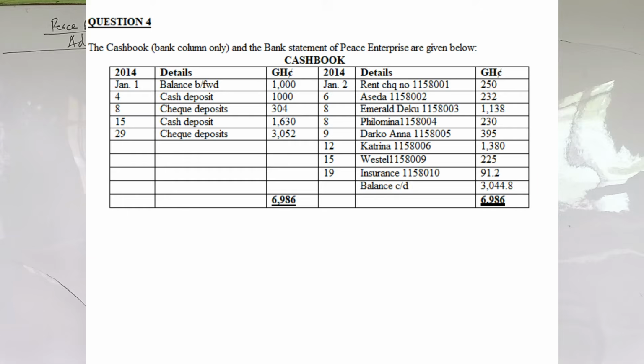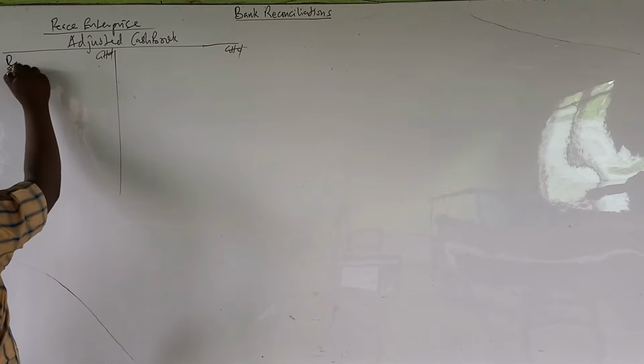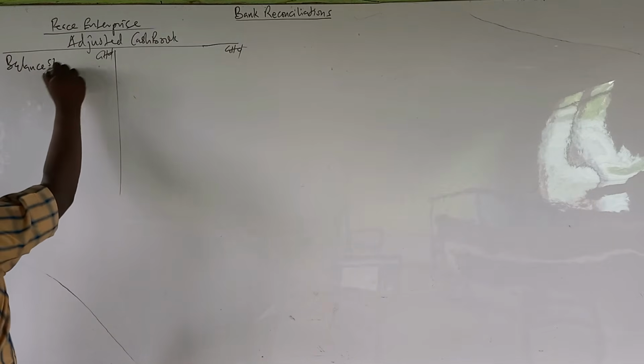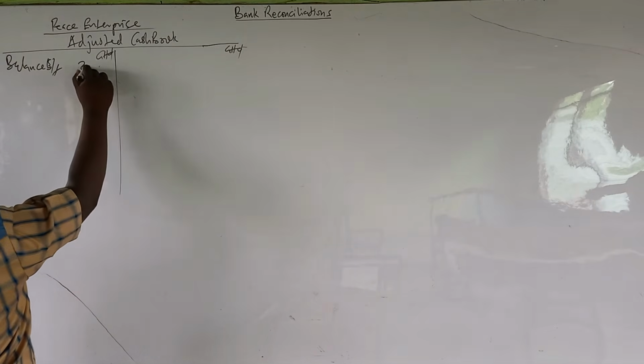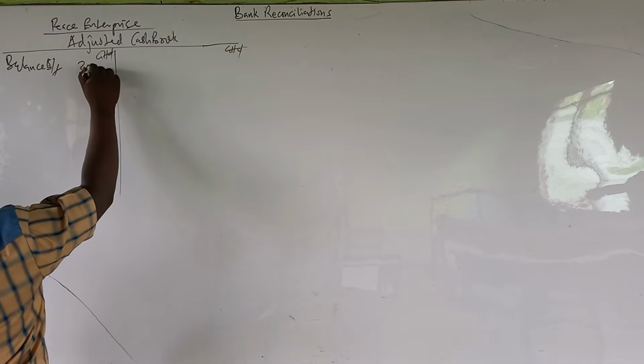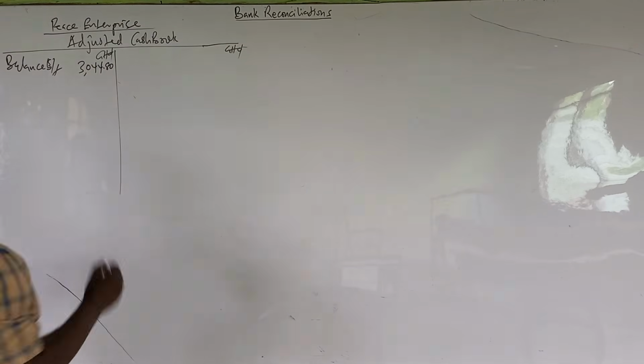And in this case, the closing balance was 3,044.8, which is a debit balance. It is a debit balance because the balance carried down is on the credit side. And therefore, we are going to get the brought down on the debit side, 3,044.80. So there will be a balance brought forward of 3,044.80.